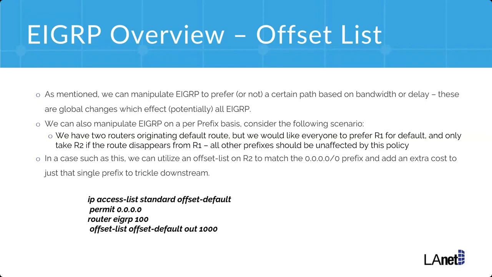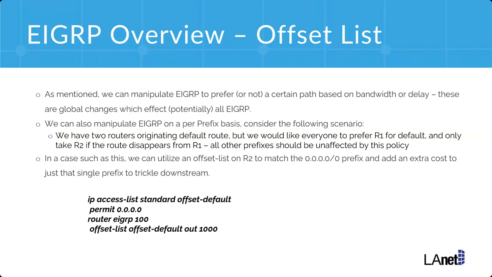We could also manipulate EIGRP on a per prefix basis. And I have a sample scenario. This isn't the only scenario, it's just a sample. Let's say that we have two routers, R1 and R2. They're both originating a default route. However, we always want everyone to prefer R1 for the default, unless for some reason R1's default goes away. And then I want you to take R2. And then if R1 comes back, I want you to go back to R1. And I want that all to happen automatically so I don't get called in the middle of the night saying that R1 lost its default. Can you set something up?